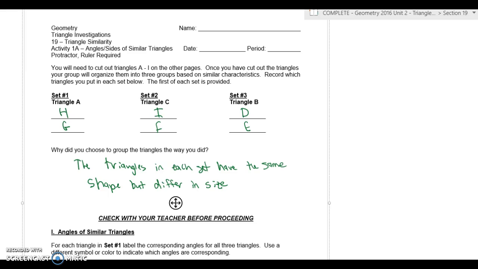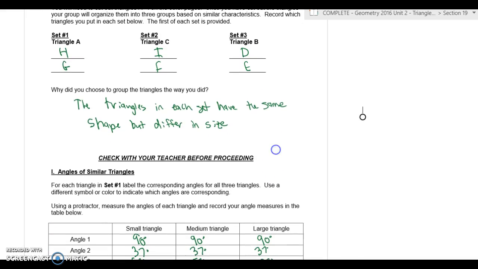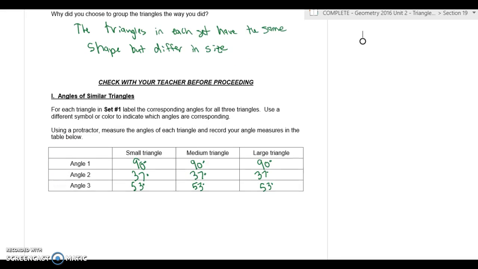So they're similar. So why did we choose that? Because the triangles in each set have the same shape but are different sizes. That's what we're calling similar triangles. So then we explored some measurements of those.